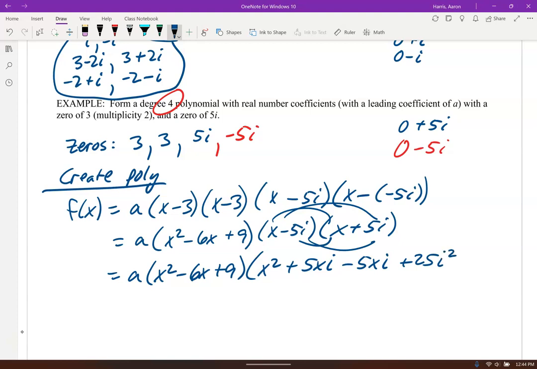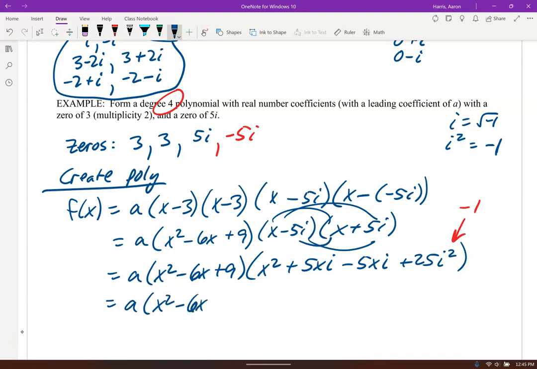i times i is i squared. Now, if you guys remember, i is the square root of negative 1, but i squared is negative 1, right? It'll undo the radical there. So I got to replace i squared with negative 1. So what we have is x squared, 5xi minus 5xi, those are like terms that cancel. Opposite signs, and then plus 25 times that negative 1, because that's i squared.